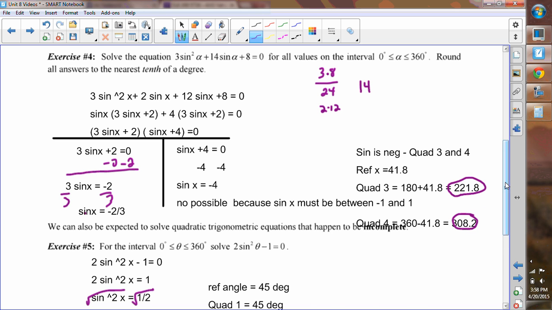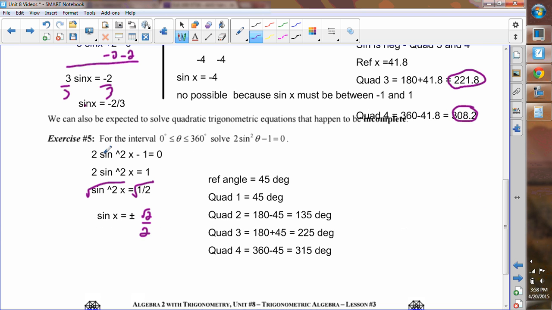And finally, the last question. When you solve this, you have 2 sine squared x minus 1 equals 0. You add 1 to both sides. Then you divide by 2. You get sine squared x equals 1/2. You take the square root, and when you rationalize this, and don't forget the plus or minus, you get square root of 2 over 2. When you have plus or minus, that means you have an answer in all 4 quadrants. And if you recognize square root of 2 over 2, it's from your 45-45-90 triangle. So in quadrant 1, it's 45. Quadrant 2, it's 135. Quadrant 3 is 225. And quadrant 4, it's 315.